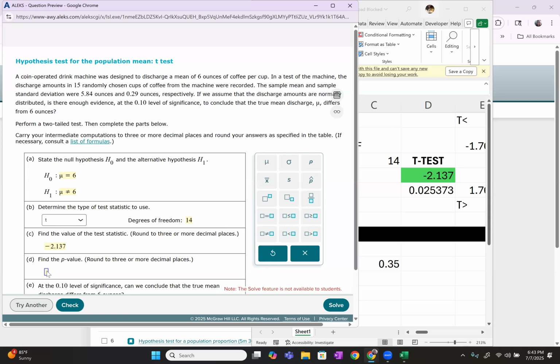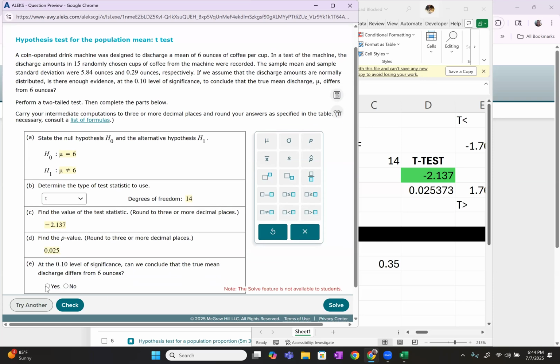Okay, and find the p-value? 0.025. There you go. And so based on this, at the 0.10 level of significance, which is really 0.05 for each tail, I'm going to compare the p-value 0.025 to 0.05. Does the value differ from the 6 ounces? Yes or no? Yes. In this case, remember, if p is less than alpha, and p is definitely less than alpha, so I would say yes. Yes, it is going to differ. Are you cool with that one? Yes.